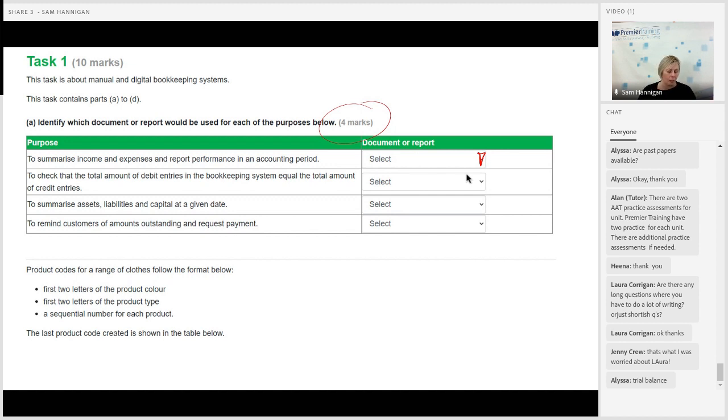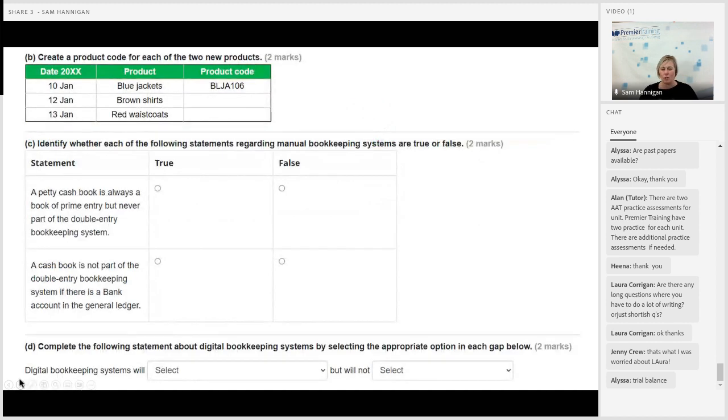Okay. Then the next one's about coding. Now, I don't know why students get this so confused with it. So basically what it's saying here is that we want you to code brown shirts and red waistcoats, okay?